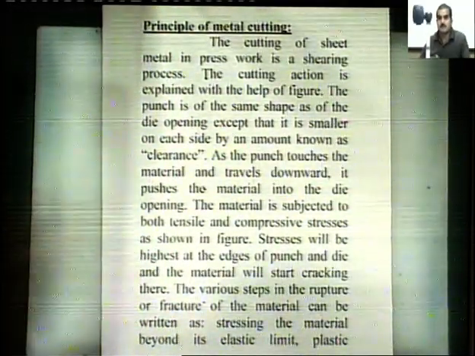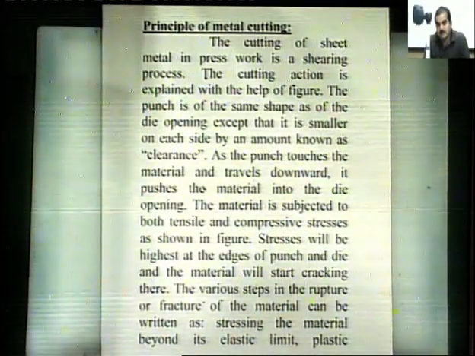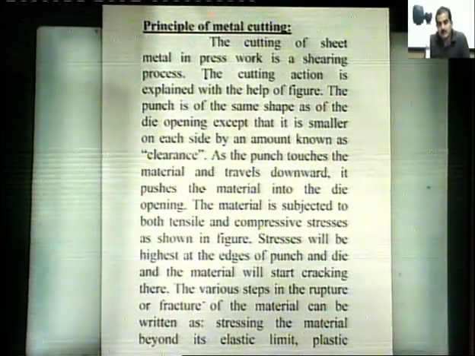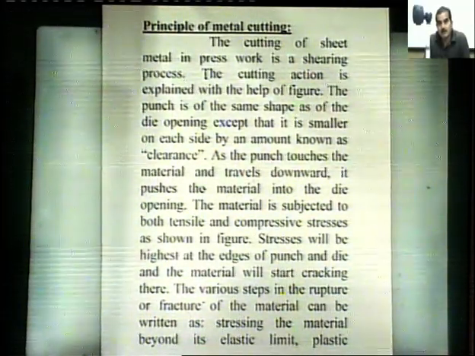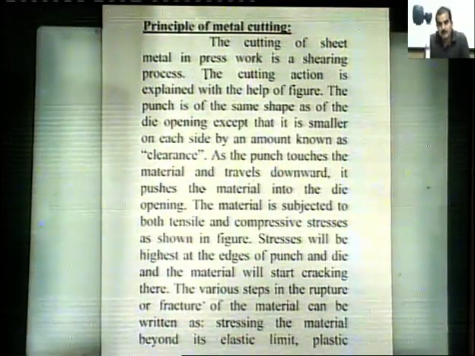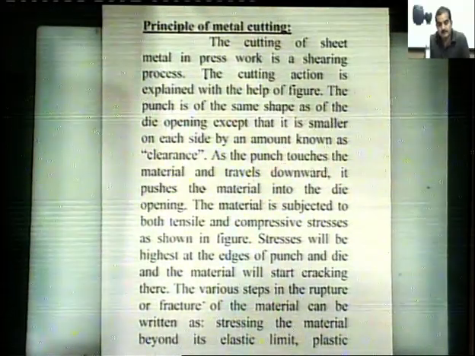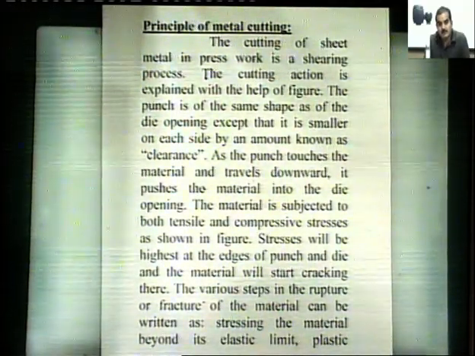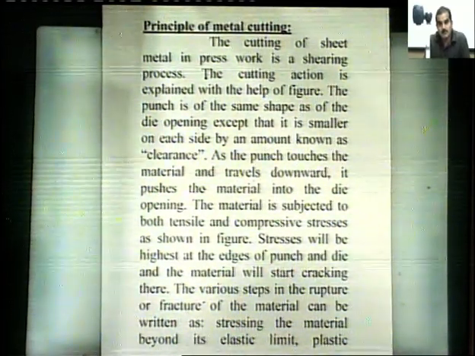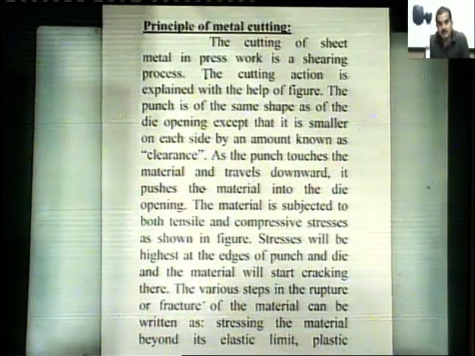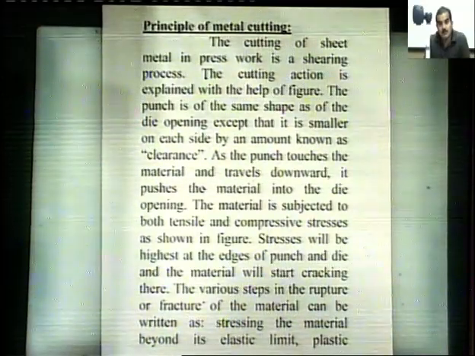Then comes the principle of metal cutting. What actually happens inside the metal when the cutting operation is performed is explained in the principle of metal cutting. The cutting of sheet metal in press work is a shearing process. The cutting action is explained with the help of a figure. The punch is of the same shape as the die opening, except that it is smaller on each side by an amount known as clearance.